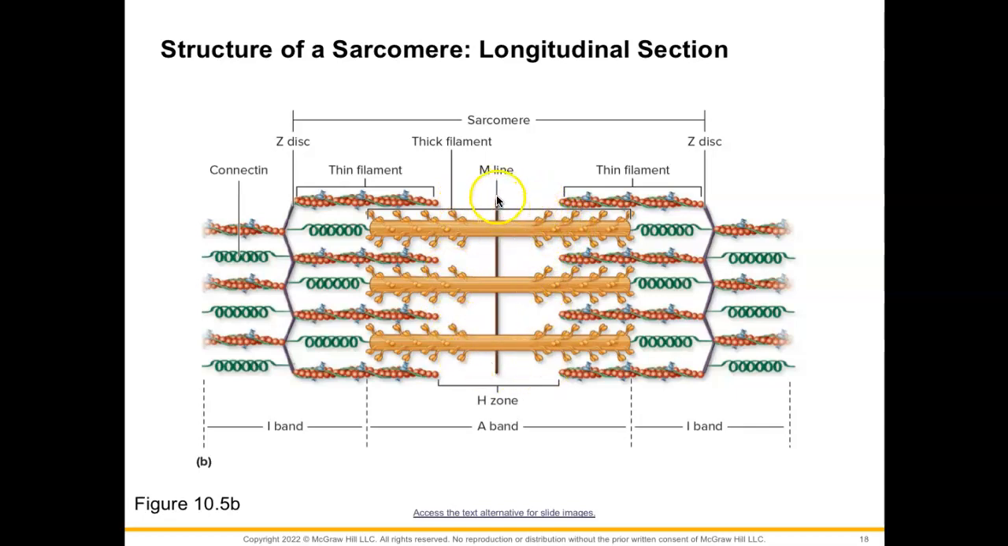And then in the center, we have what's called the M line. And this is another thing that is anchoring for our filaments, specifically the thick myofilament here. As this sarcomere is going to contract, we'll start to see these thin actin filaments move toward the M line. So what's going to happen is this H zone is going to become smaller or possibly disappear as we reach maximal contraction.